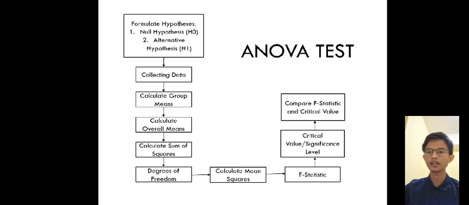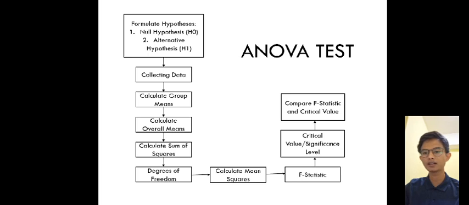And then after that, we calculate the group means. After we collect the data, we calculate the mean for each group. This represents the average value for each set of data. And then we calculate the overall mean. After that, we can calculate the sum of squares, the sum of squares within groups and the sum of squares between groups.